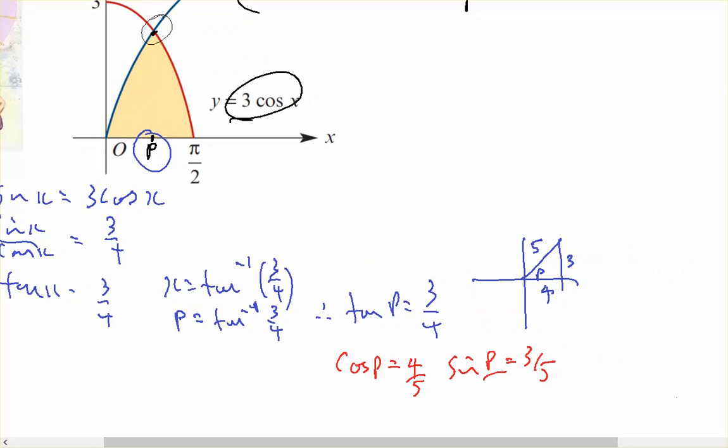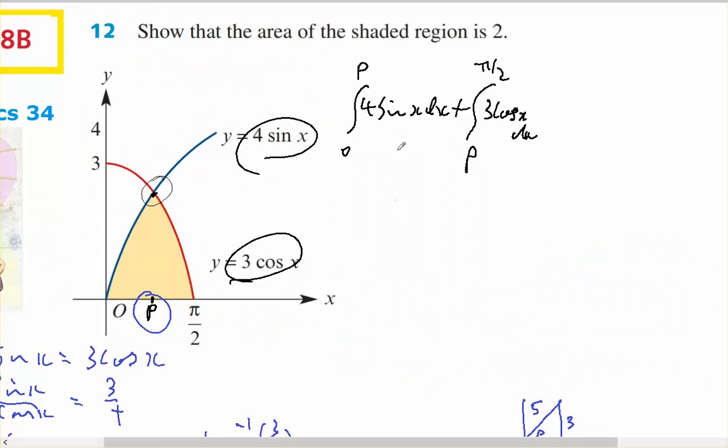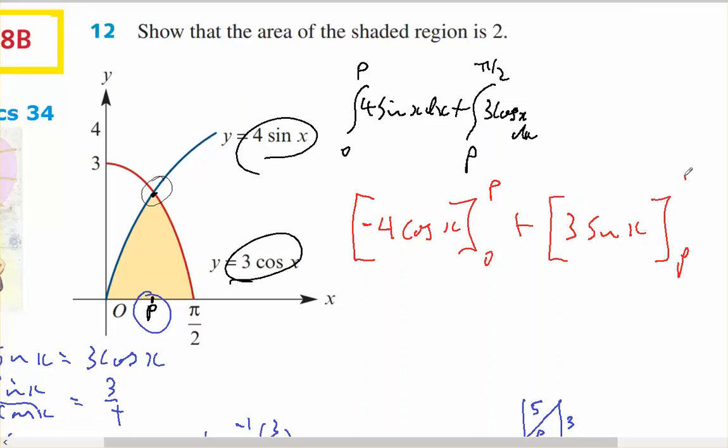Okay, so let's go back up here. This is going to be 4 cos of x, but negative, from 0 to P, plus 3 sine of x from P to pi on 2. It's got negative 4 cos of P plus 4 cos of 0 plus 3 sine of pi on 2 minus 3 sine of P.